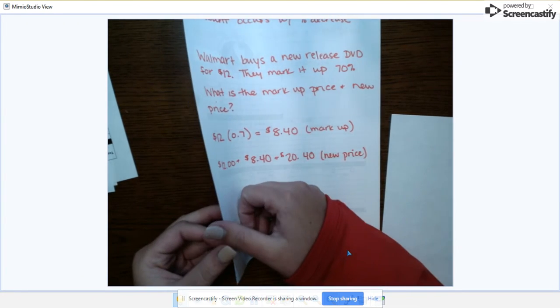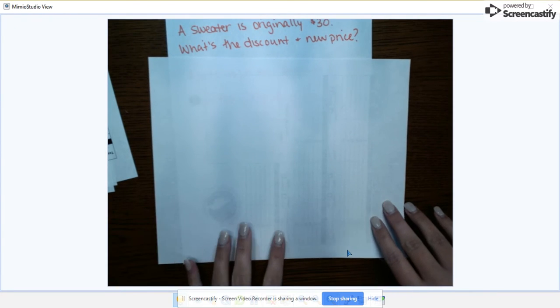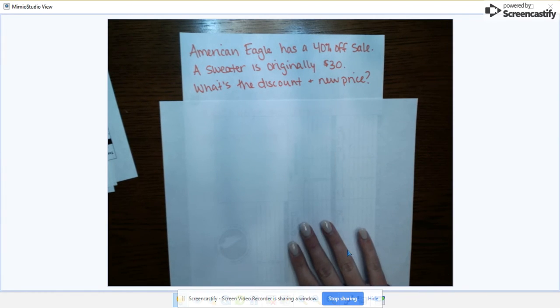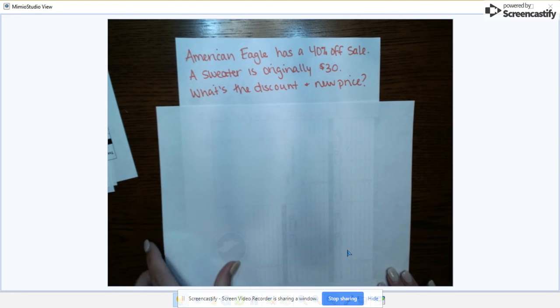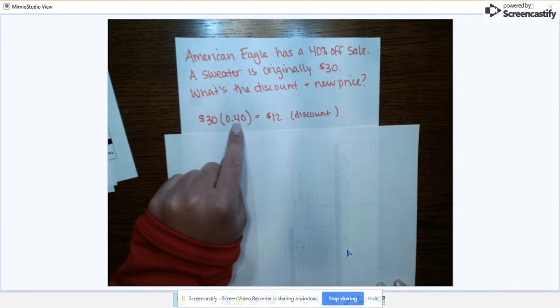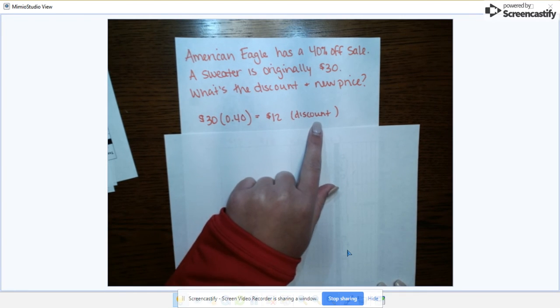Last example, very similarly, we're going to look at a discount price. So say we're going shopping, a sweater at American Eagle is going to be 40% off. So it originally was $30. I want to know how much money do I get off and then what do I have to pay? So again, $30, our original sweater amount, times the discount, so times 0.4 or 40%, gives us $12. So they're discounting that shirt $12.